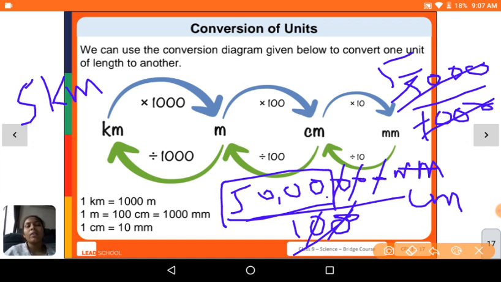So remember the relation between kilometer and meter, meter and centimeter and millimeter. Write this relation: 1 kilometer is equal to 1000 meter, 1 meter is equal to 100 centimeter or 1000 mm, and 1 centimeter is equal to 10 mm. Write these three relations in your notebook also.